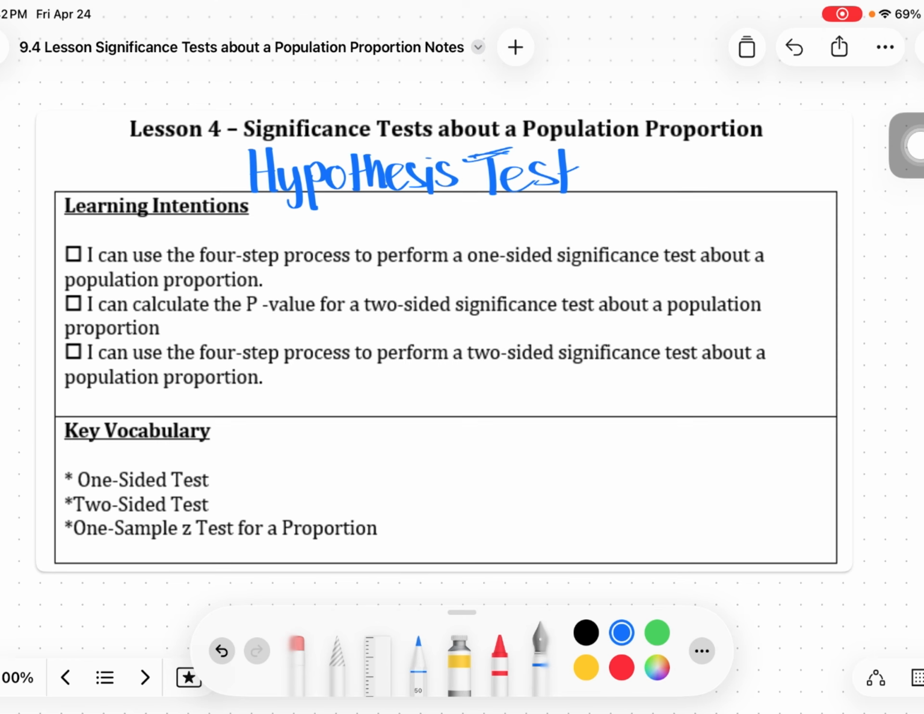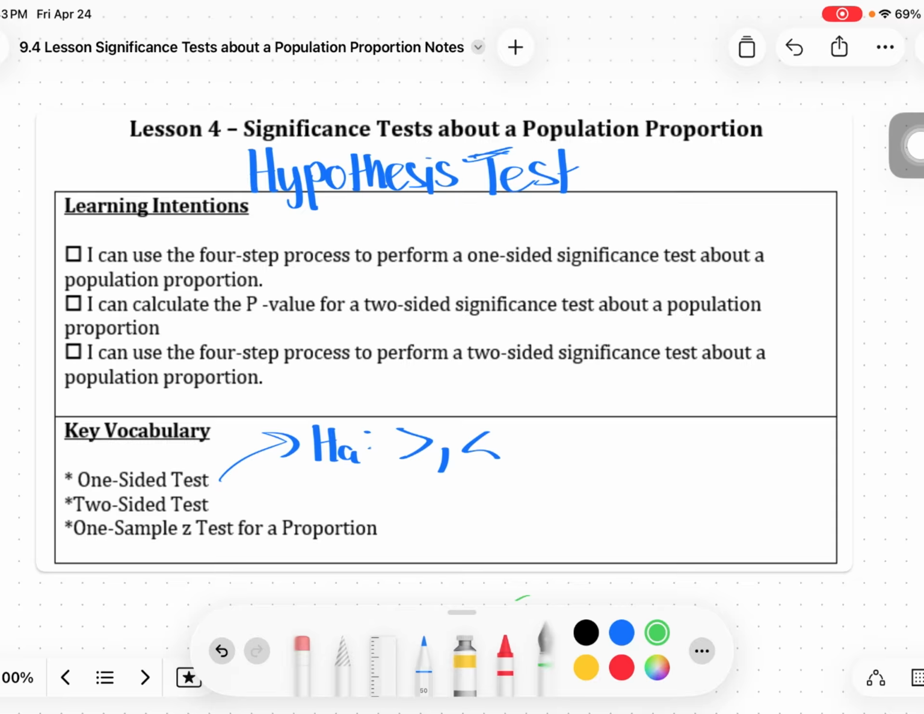And I believe we talked quickly about a one-sided versus a two-sided test. A one-sided test was when we had an alternative hypothesis that was greater than or less than. A two-sided test is an alternative hypothesis that is a not equals to.